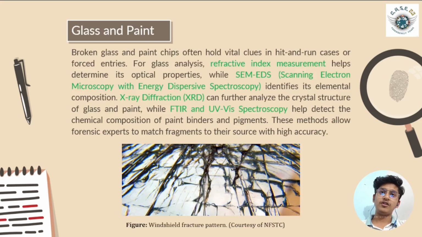Alright, now let's move on to glass fragments and paint chips. Two types of trace evidence that can reveal crucial details in an investigation. So the broken glass that is found at a crime scene is not just a mess. It is an important clue. Whether it is from a car accident, burglary, or shooting, forensic experts analyze glass to figure out where it came from and how it broke.